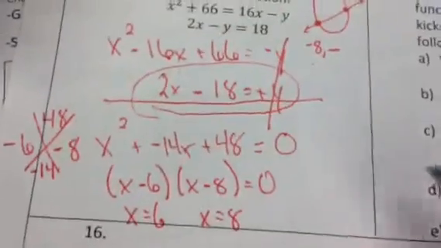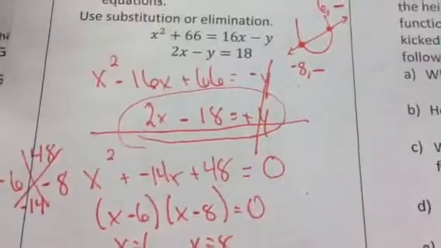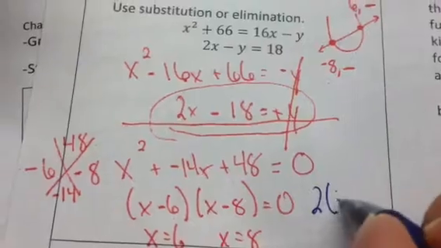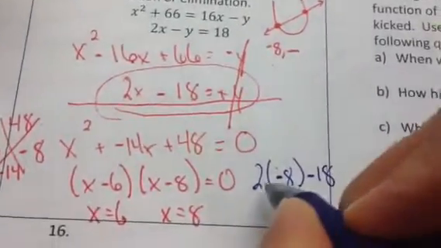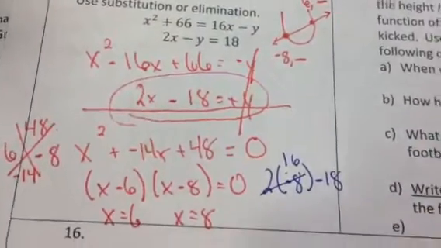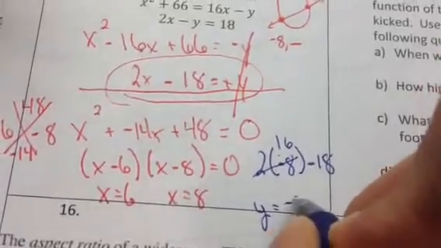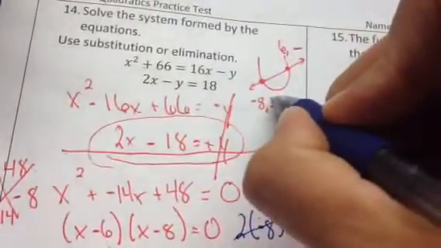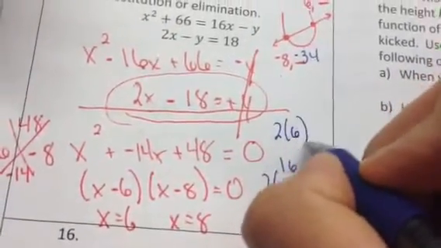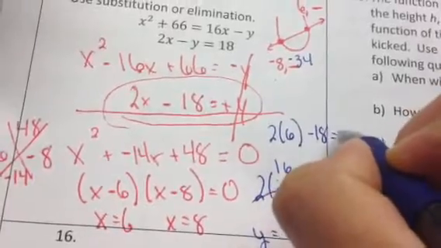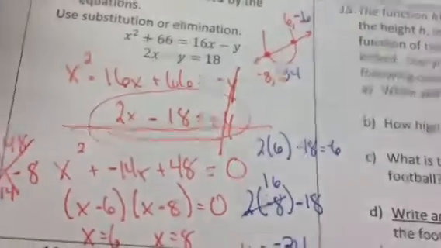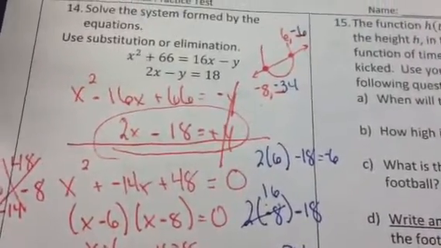So let's start with the negative 8. I'm going to take 2, and in for x I'm going to put a negative 8, and then subtract 18. This will give me negative 16, and then when I subtract 18, I get negative 34. So there's one answer. Then I put the 6 in: 2 times 6 is 12, take away 18, and I get negative 6. So there's my y answer. All right, that's 14. Moving on to 15.